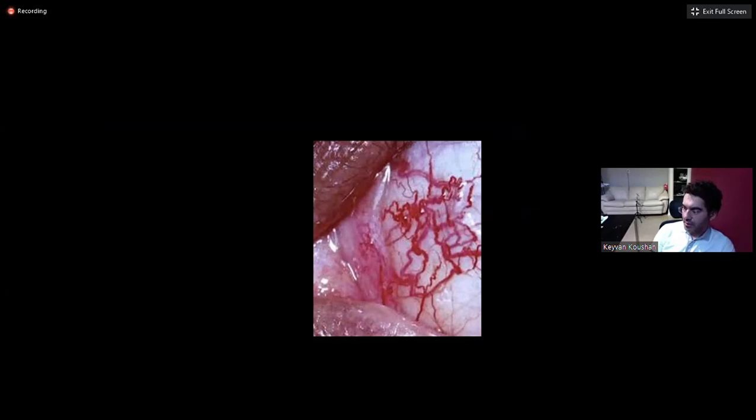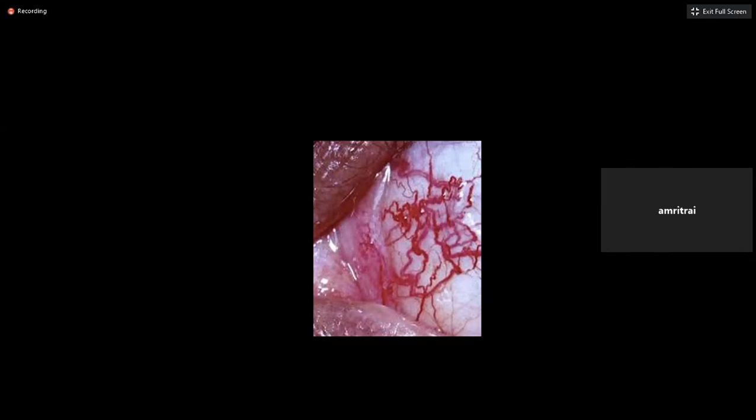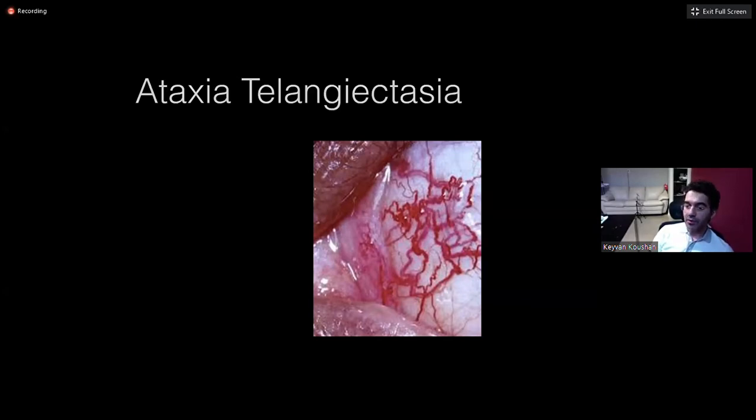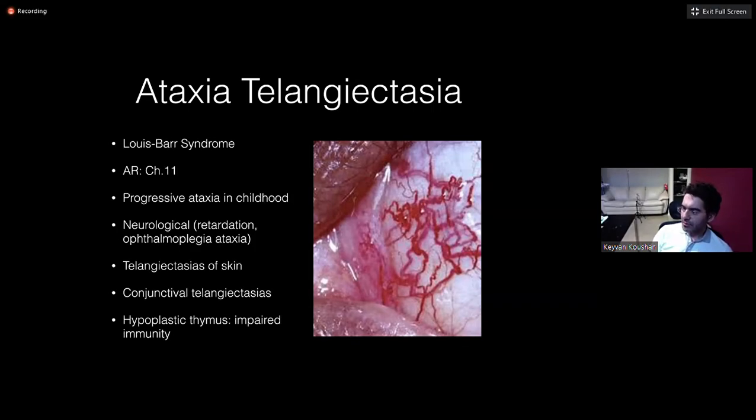Although in this picture you can see in Sturge-Weber, the epibulbar and tortuous vessels, but this is a different condition, and it's mixed together with the rest of the phakomatoses. Any takers? Is it ataxia telangiectasia? Very good, Amit. Okay, so ataxia telangiectasia, or Louis-Bar syndrome. For some reason, Louis-Bar syndrome comes up a lot in exams. So just know that ataxia telangiectasia is also Louis-Bar syndrome.